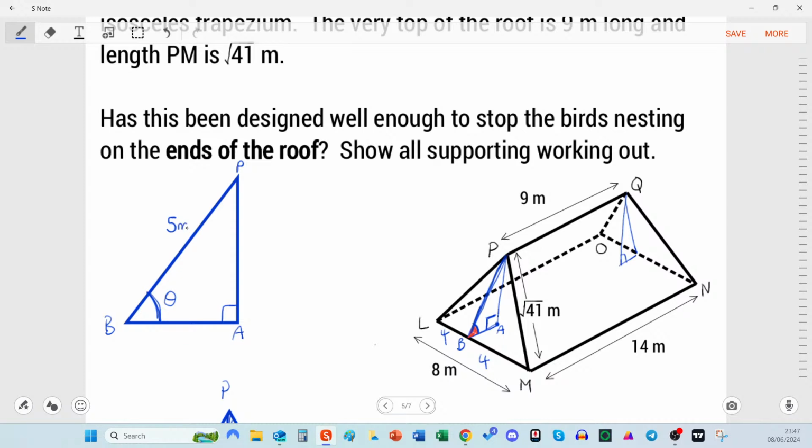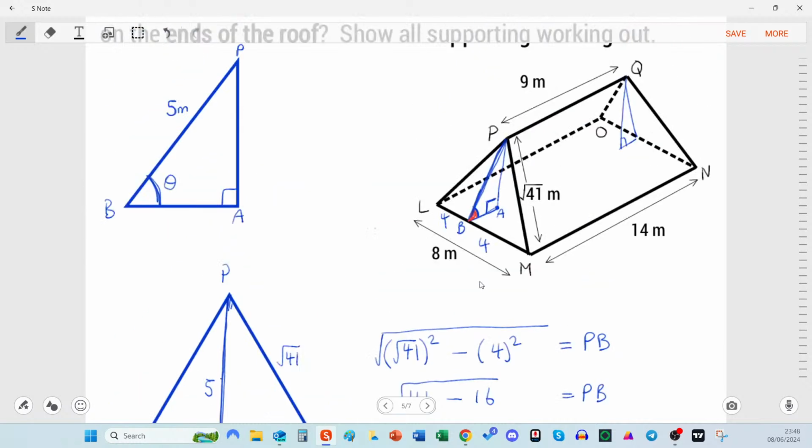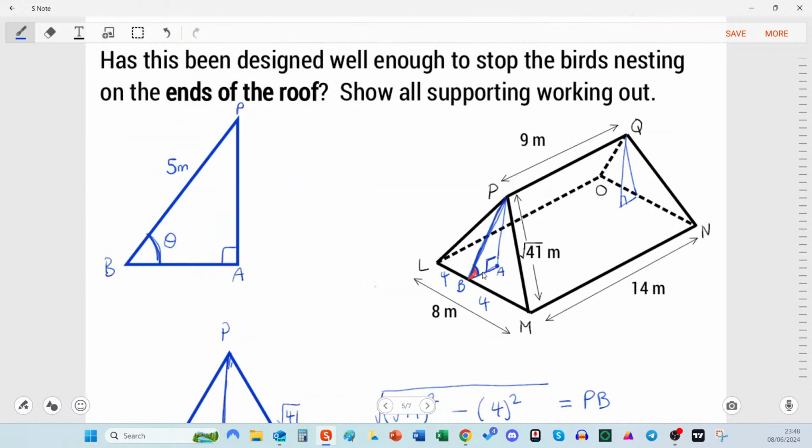And we need another length. I'm thinking there's a whole thing we could do with this triangle on the base to find this length, because we've got 4 there, but we don't really know any other lengths. So I'm not going to go down that road. I'm going to go instead look at the top.